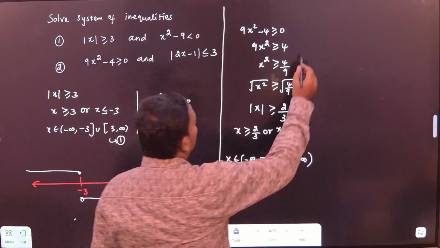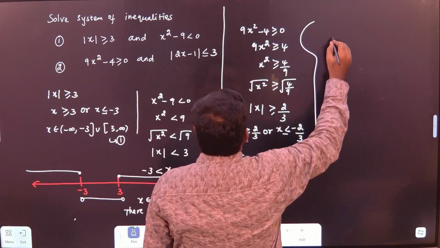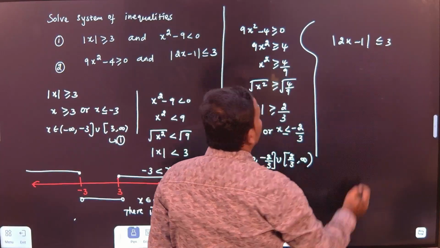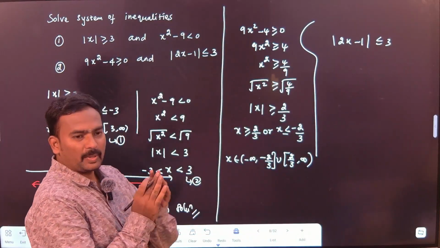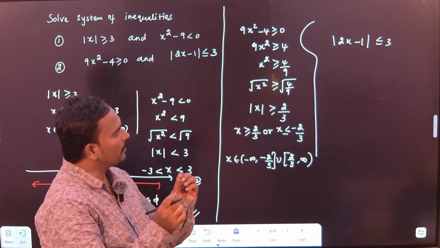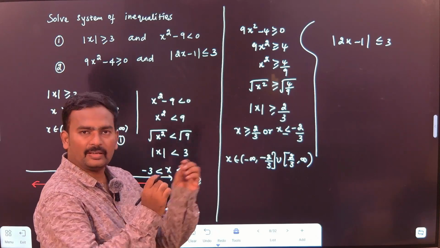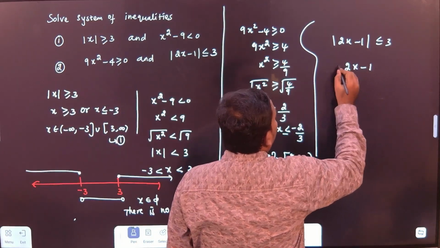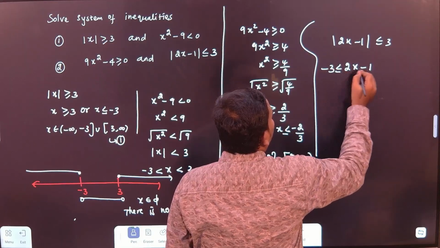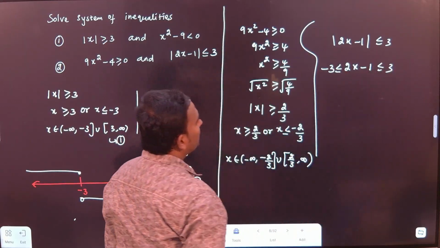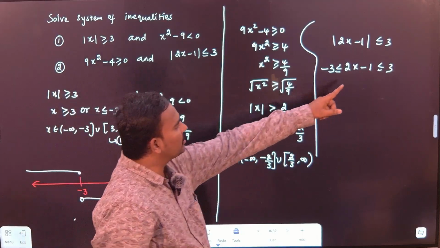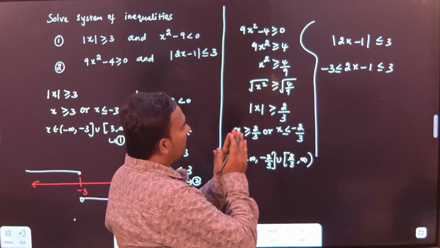Next, take the second one: |2x − 1| ≤ 3. By definition, 2x − 1 is from −3 to +3. Now we need x. Minus 1 and 2 are disturbing here. First remove the −1.